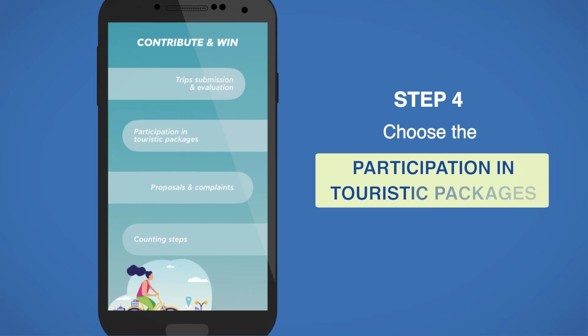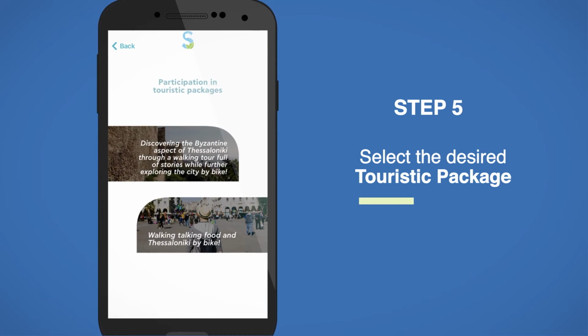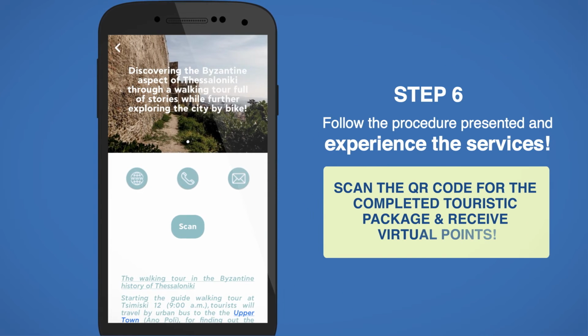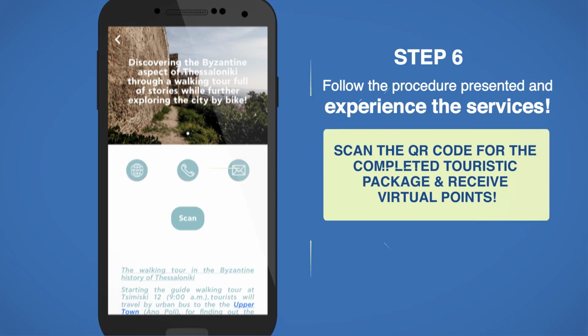Click on the second option, Participation in Tourist Packages. Select the package you would like to complete to find out more. Once you complete the package, scan the QR code to receive virtual points.